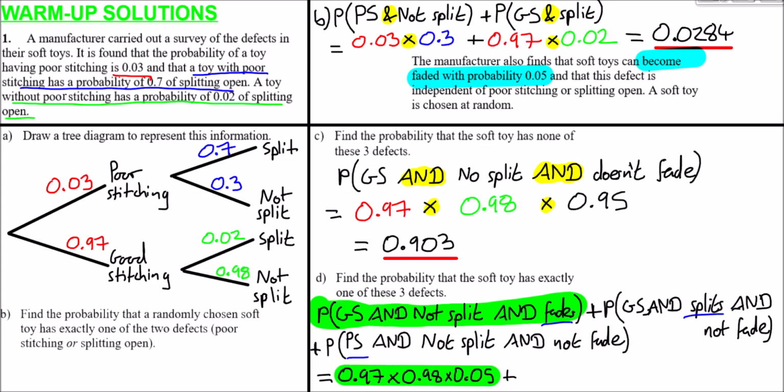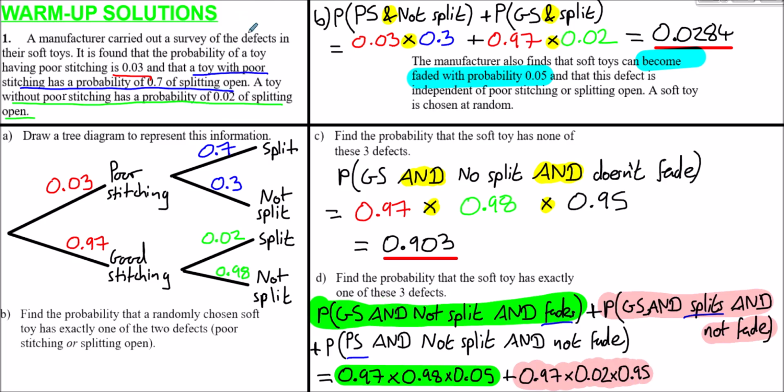Or we could have it that the stitching is good. So again, still good stitching, 0.97 chance. And despite the stitching being good, it splits. So if it's got good stitching, the chance it splits is 0.02. And then that it doesn't fade. So the chance that it fades is 0.05, therefore the chance it does not fade is 0.95. So this one here, that scenario, I've just written down the calculation for that one.